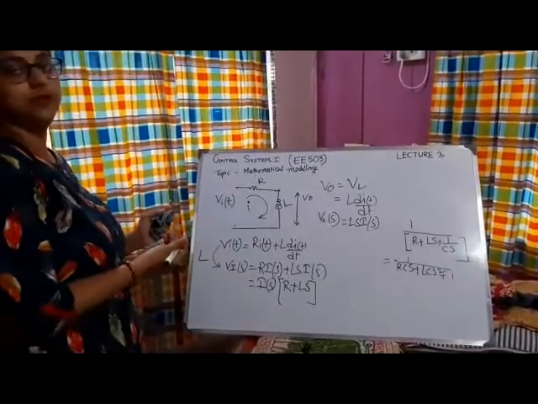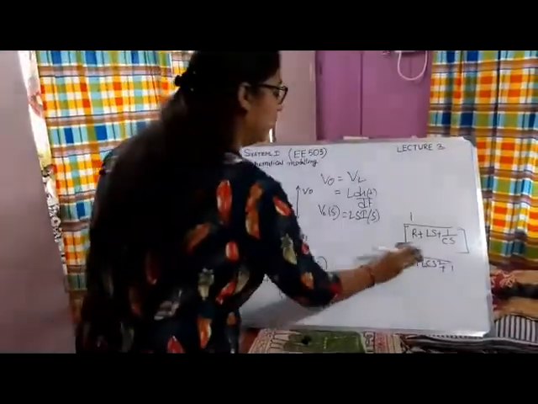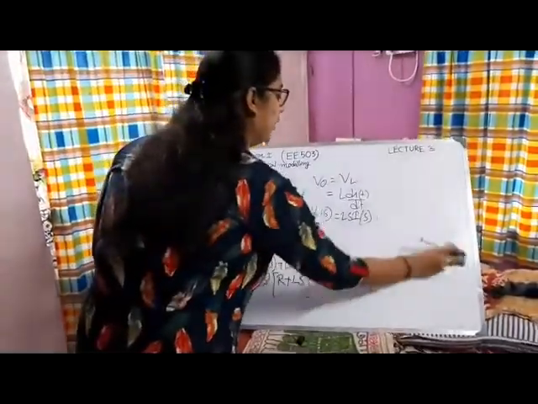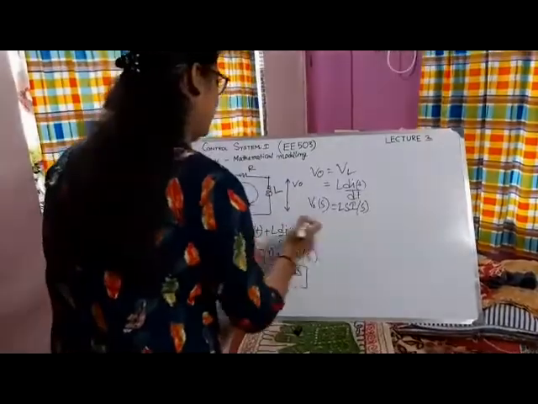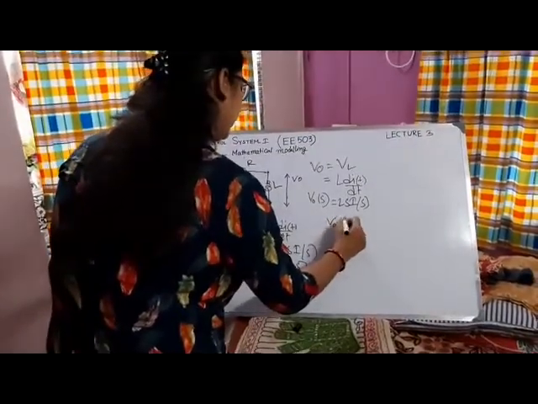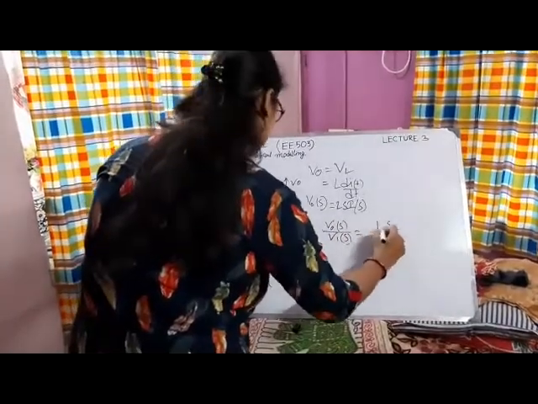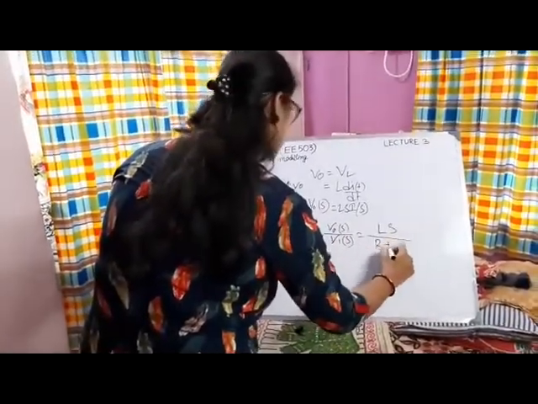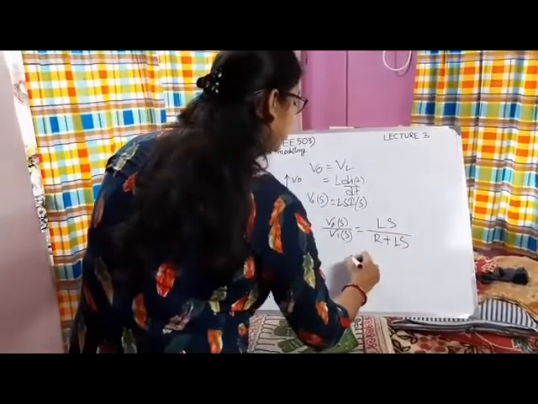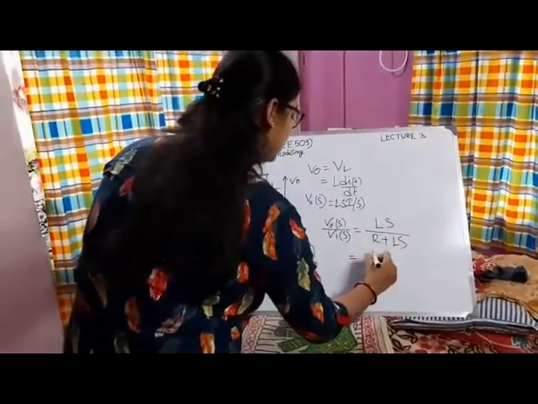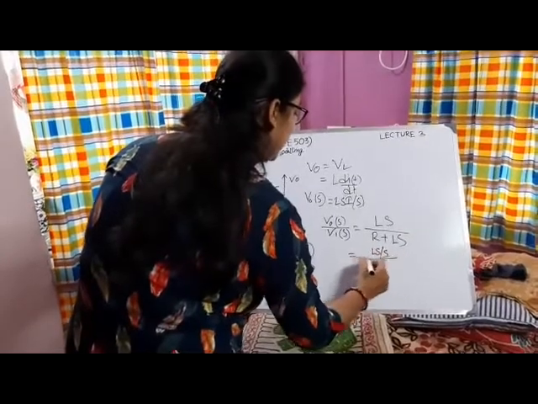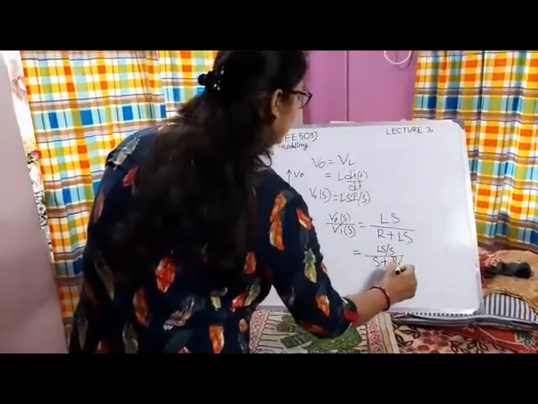Now again the transfer function is the ratio of output divided by input. So dividing V_0(s) by V_i(s), we will get Ls by (R plus Ls), or it can be written as s by (s plus R by L).